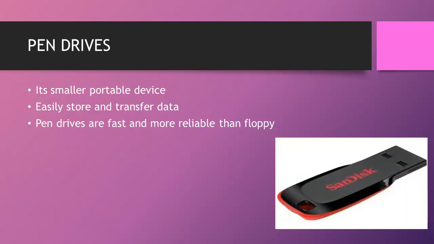At the end we have the pen drive. A pen drive is a small portable device. Why is it called portable? Because you can easily carry it, and it can store a large amount of data. You can easily store and transfer data from one computer to another with the help of this pen drive. Pen drives are fast and more reliable than floppy disks. Pen drives are available in different designs with different memory capacities. Nowadays, these pen drives are most commonly used.